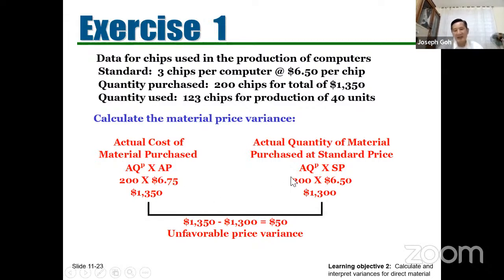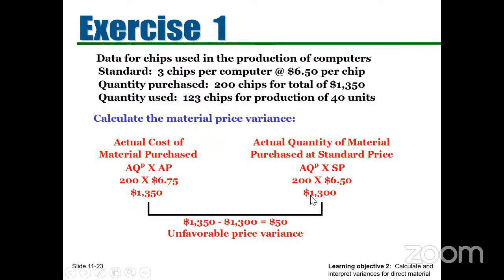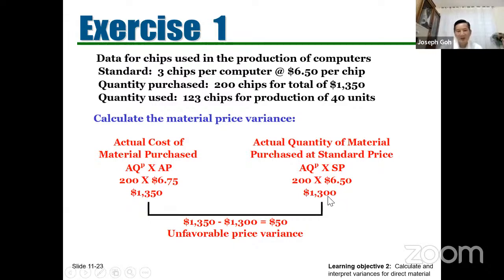But the actual quantity at standard price, you bought 200 chips. The standard price given to you is 6.5. So 200 times 6.5 is 1,300. So what happened now? You can see that in the material price variance, you overspend by 50. Your standard set is 1,300, but you spent 1,350. So to summarize the formula again, it is the actual price 6.75 minus standard price 6.5 times 200. So you will get 50 at the end, the answer.